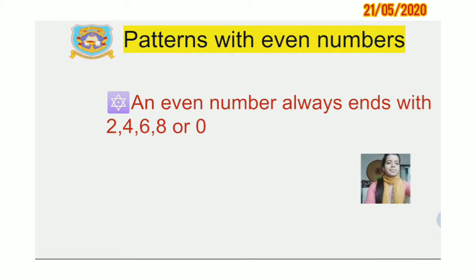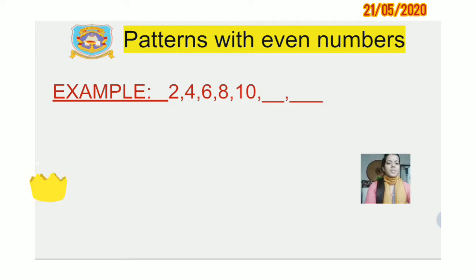Consider one example. Observe the example very carefully and thoroughly. Okay, now dear children, in the given pattern, the first term is 2, the second term is 4, the third term is 6, the fourth term is 8, the fifth term is 10. Now we have to find out the sixth and seventh term, isn't it? So observe the pattern carefully.